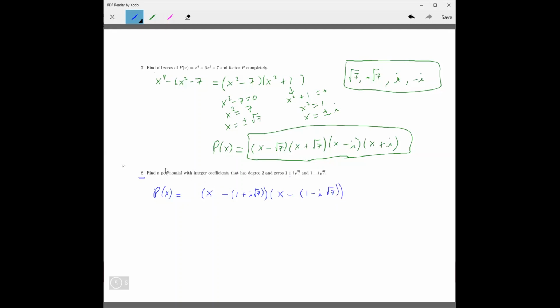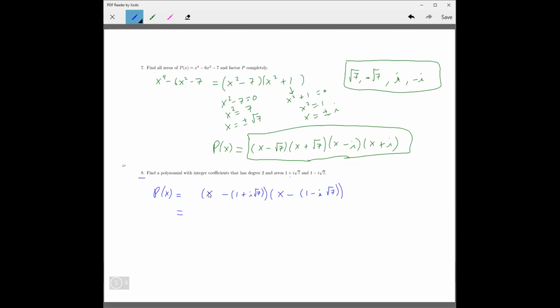Now, if they said that they wanted integer coefficients and they just gave you one zero here, then the other one would have to be a zero, because integer means real, and real means that if one of these complex numbers is a zero, then the conjugate has to be a zero. These are conjugates of each other, so when you multiply these together, the imaginary part should just completely go away. Okay, and so that's what we get to do now.